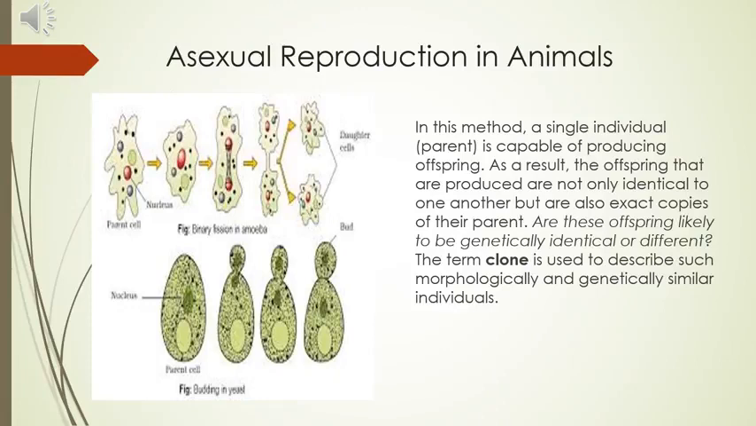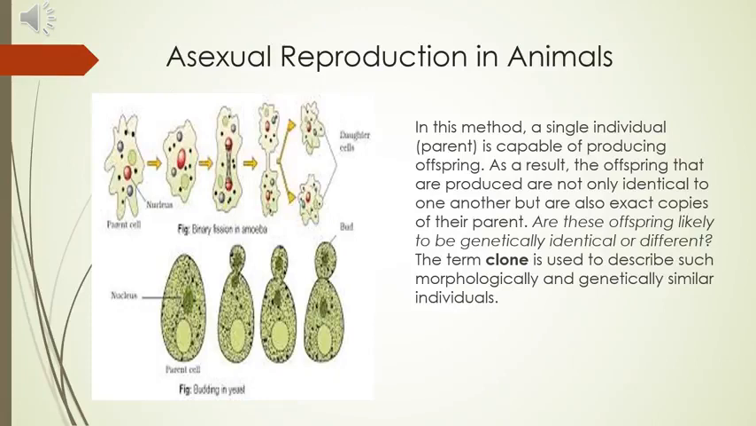A second diagram is given, that is budding in yeast. This is also one of the types of asexual mode. You can see in this diagram a parent yeast cell, and from the plasma membrane of the yeast cell there is a formation of a bud, and the bud gradually grows and finally detaches from the parent body. So how is the new yeast cell formed? It is just formed by the bud. That's why we call it budding in yeast.